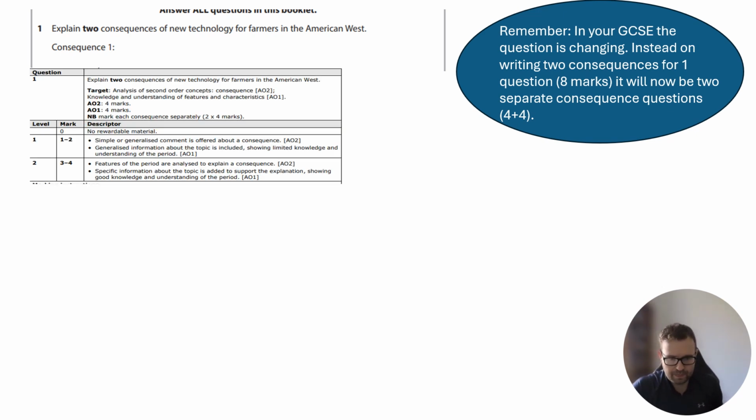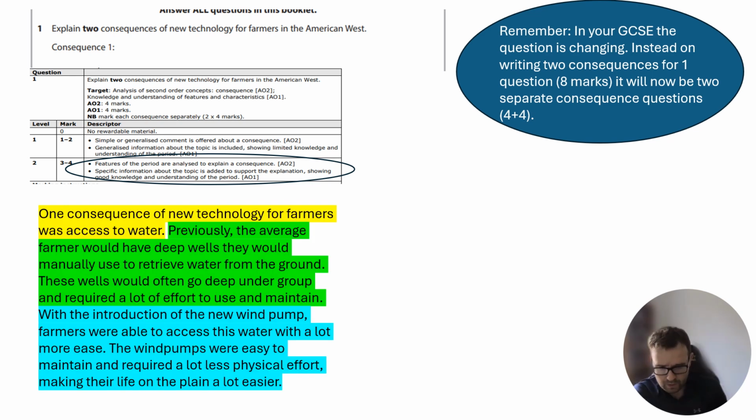Okay, so again, do have a look at the marking structure. You're just getting marked out of 4 for each consequence. So what we're looking at is the consequence itself, and then you need to give information to back up what that consequence is and why it is a consequence. So let's have a look.